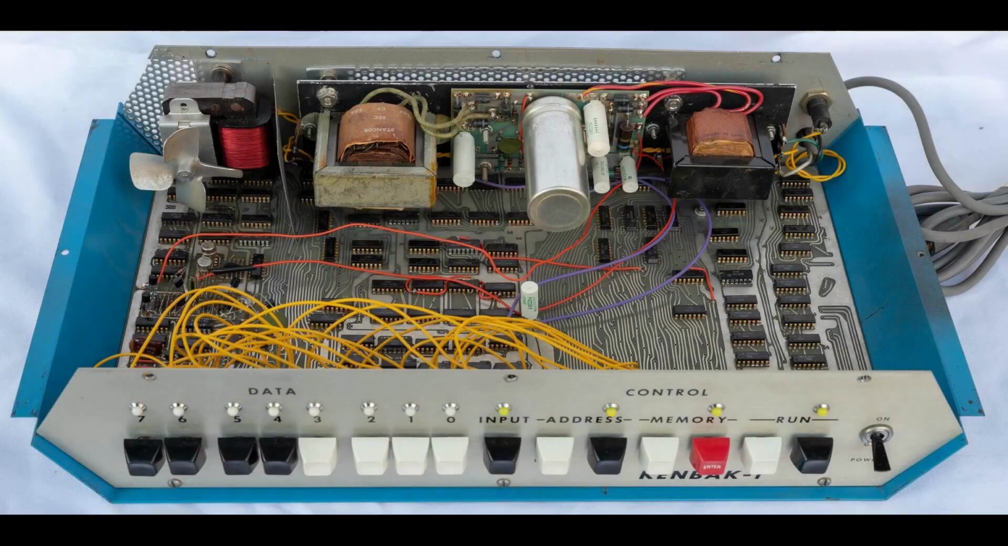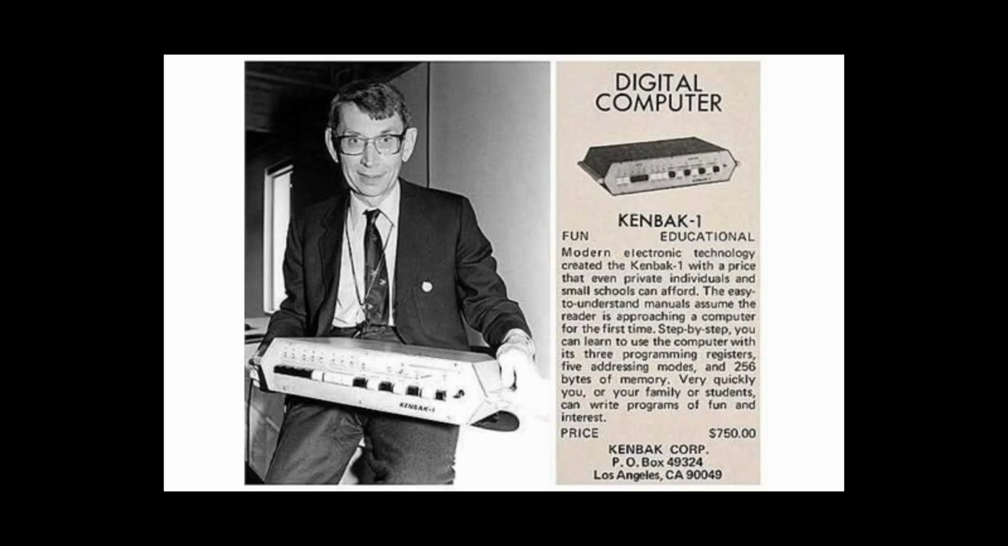In 1971, the Kenbak-1 emerged as the first device recognized by the Computer History Museum as a quote-unquote personal computer. Designed by John Blankenbaker, it lacked a microprocessor and relied on small-scale integrated circuits. Despite its limitations, 256 bytes of memory and no expandability, the Kenbak-1 symbolized the nascent idea of individualized computing, which was not a thing until then.